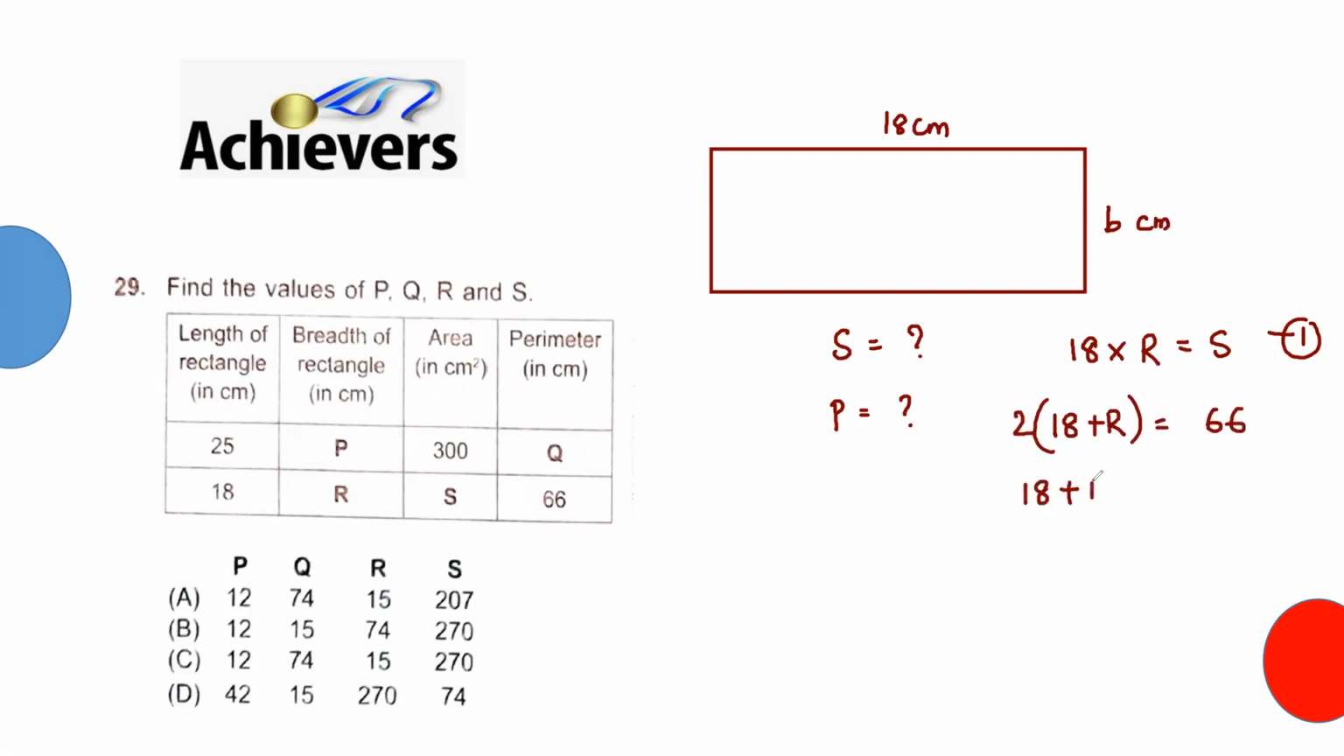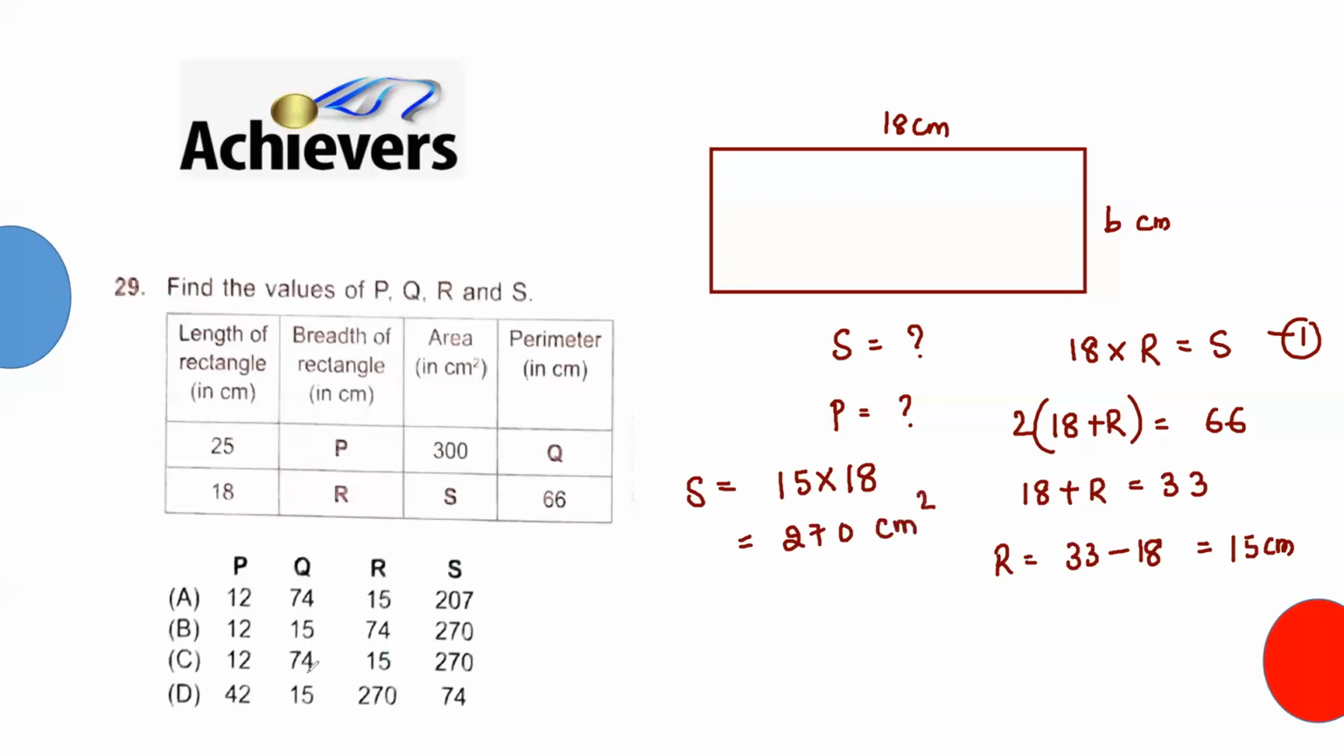So 18 plus R equal to 33. So R will be how much? 33 minus 18, right? Which gives you how much? 15 centimeter. So R will be 15. So you can see in both the options R is 15. Okay, that means we have to calculate S as well. So S is what? Area. So 15 times 18 will give you the area. So 15 times 18 is how much? 270. So 270 centimeter square will be the area.